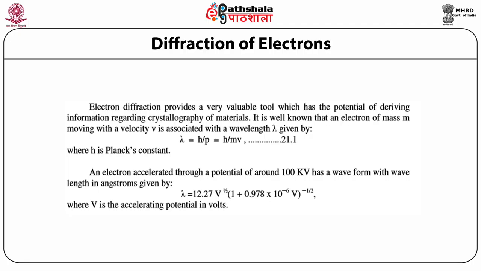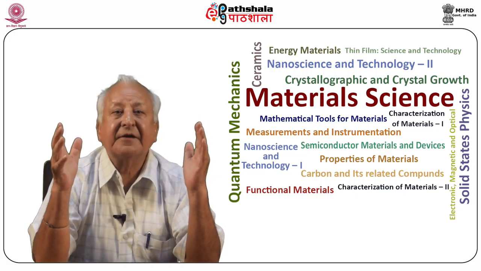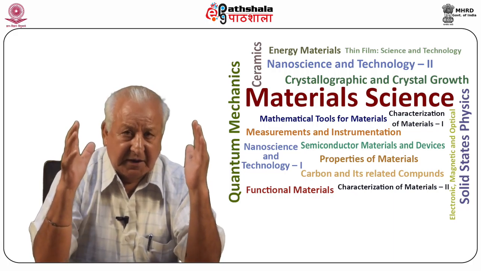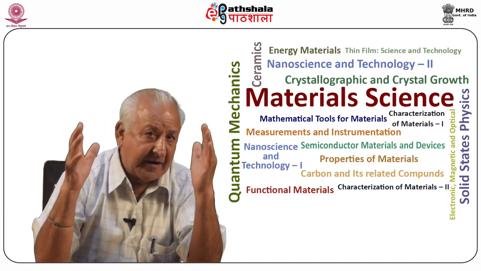An electron accelerated through a potential of around 100 kV has a wave with wavelength in angstroms given by lambda equal to 12.27 V raised to 1 by 2, into 1 plus 0.978 into 10 raised to power minus 6 V, all raised to minus 1 by 2, where V is the accelerating potential in volts. On account of the wave nature of electrons, they are diffracted by crystalline material in a similar way as X-rays get diffracted.